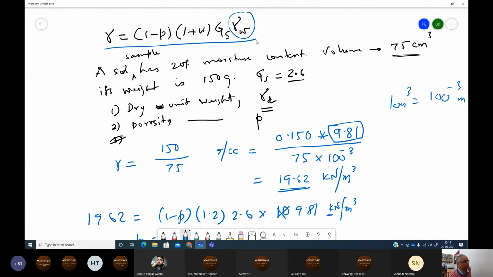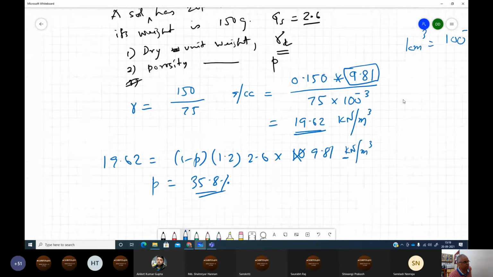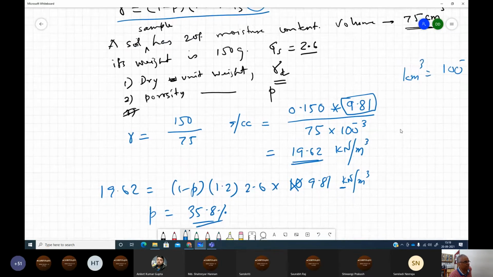This is the formula, and yes, you have to derive it. This is in the book. I think last time I probably have not shown you the derivation, but it's very easy. This is a very important formula in this weight volume relationship. Many problems can be solved by this.